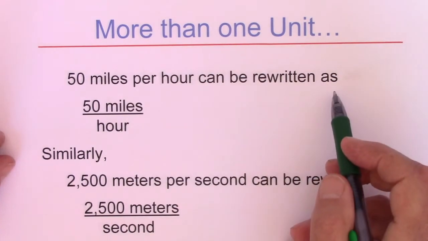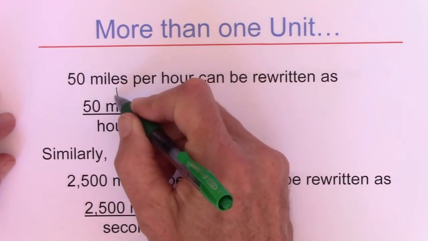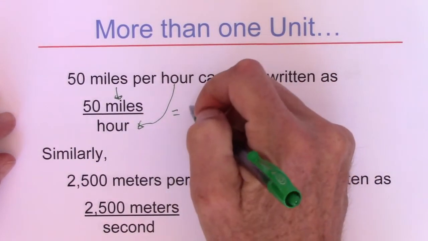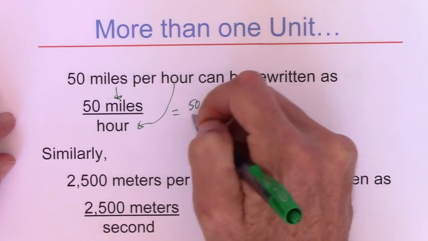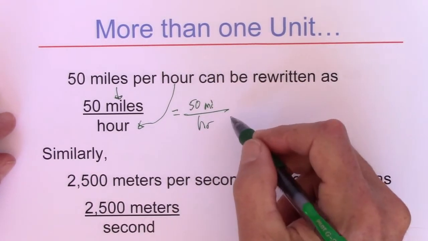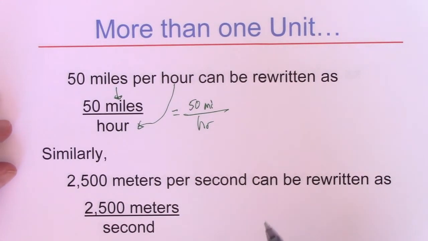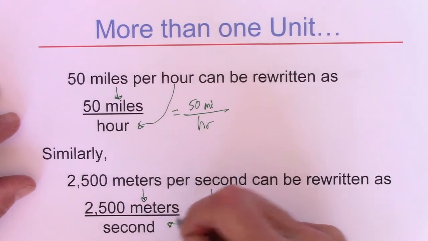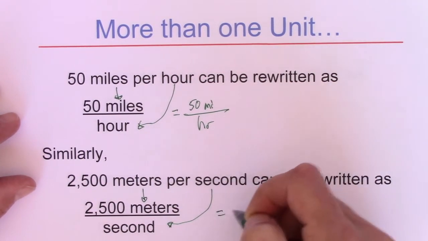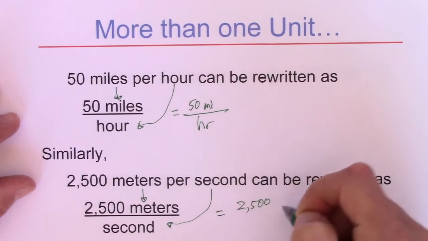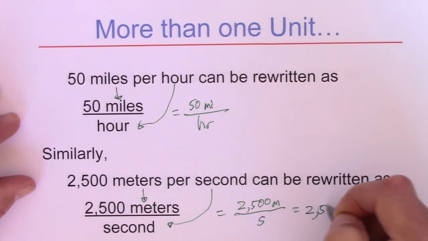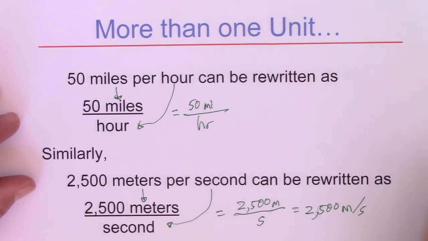50 miles per hour can be rewritten as miles goes into the numerator, per hour goes into the denominator, and I can add the abbreviations by saying 50 MI over HR, like that, with this line for the ratio, or I talk about dividing with that line. 2,500 meters per second. Meters are before the per, so that goes in the numerator. Second is after the per, goes in the denominator. And this can be rewritten as 2,500 M over S, which can also be written as 2,500 M/S. That's also possible.